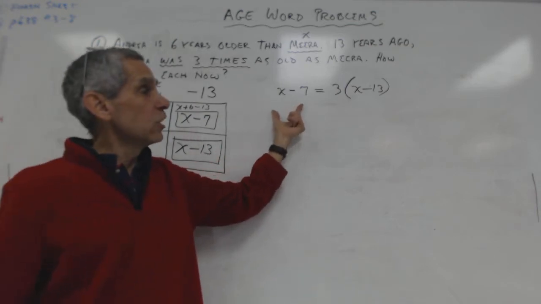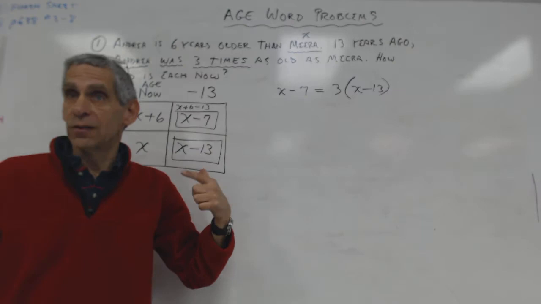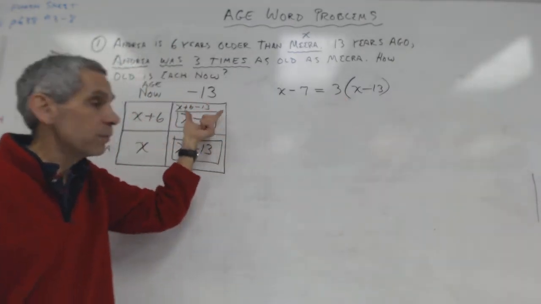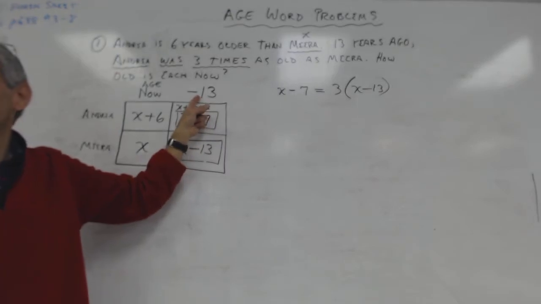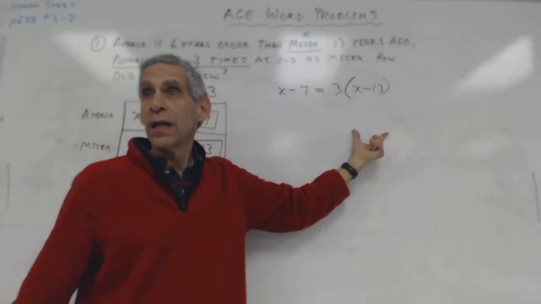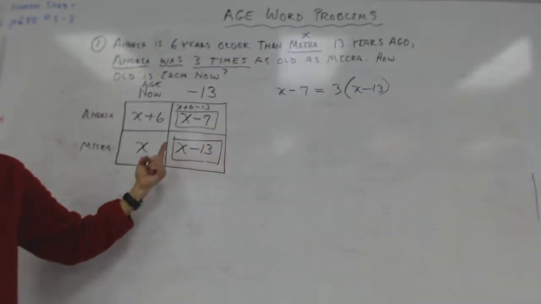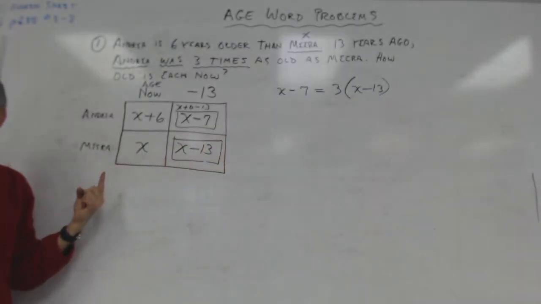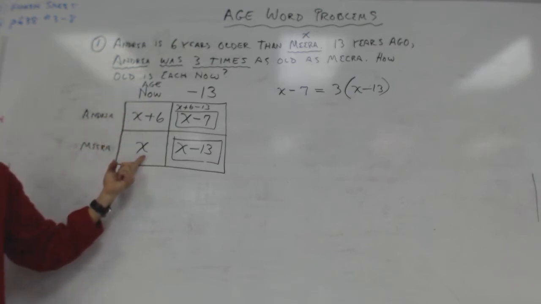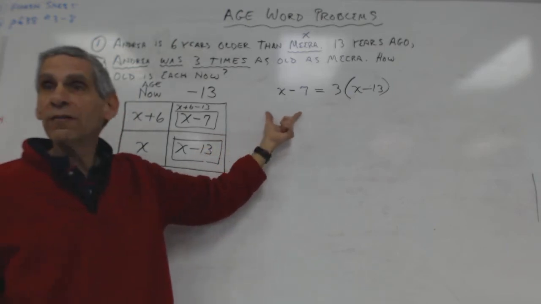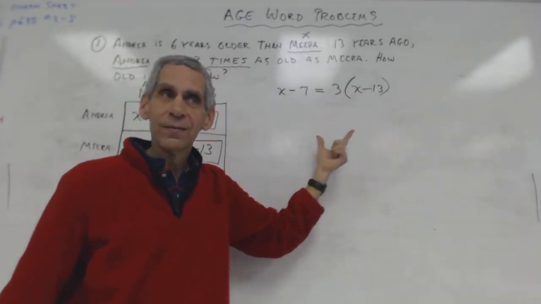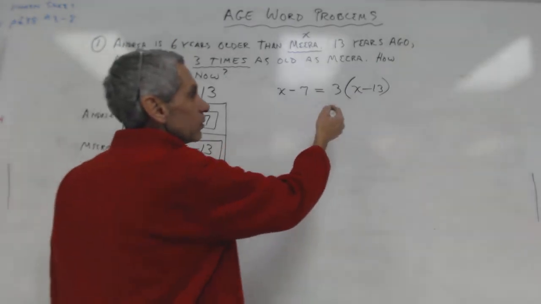And this is the magic of this. I think it's really magical. Because look, we used information from the second column, which was 13 years ago, and we are going to solve for x. And when we solve for x, where is x in the box? It's in the now column, right? It's Mira's age right now. And we're solving for that by using 13 years ago information. Isn't that cool? All we have to do now is solve this.